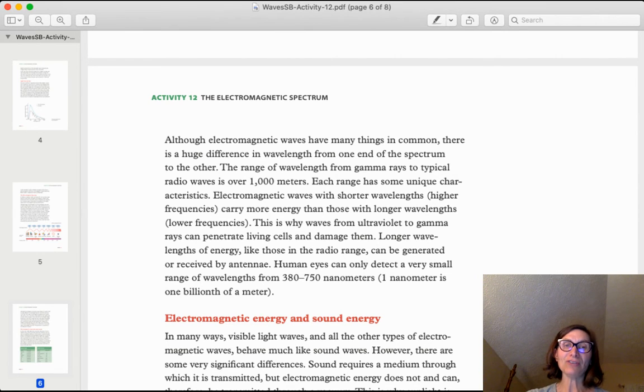Longer wavelengths of energies, like those in the radio range, can be generated or received by an antenna. Human eyes can only detect a very small range of wavelengths from about 380 to 750 nanometers. And a nanometer is 1 billionth of a meter.